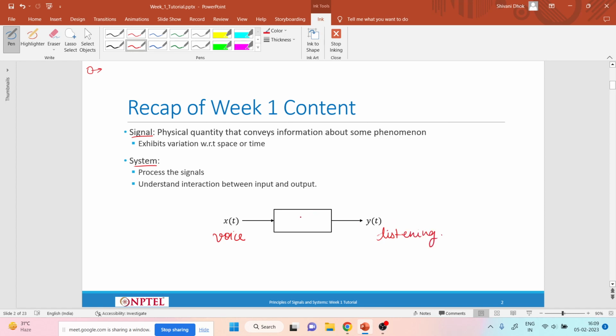So whatever process is happening between these two is basically characterized by a system, and we need to analyze how this system functions, so that while processing or while developing this system between my voice and whatever you are listening, we should have a proper interpretation, or we should have some proper output that we are desiring, and hence we need to characterize this system, and this system will help us to understand the interaction between this output and this input. So this was the definition of signal and system that was given to you.